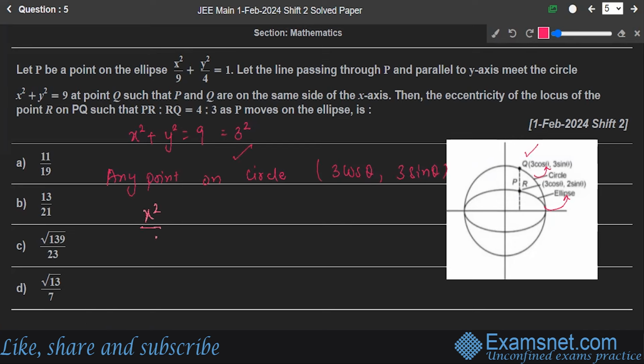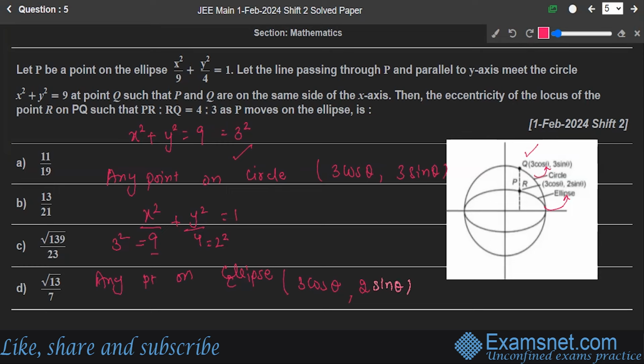x square upon 9 plus y square upon 4 is equal to 1. Similarly, any point on the ellipse will be given by 3 cos theta, because this 9 is equal to 3 square and this 4 is equal to 2 square. So this will be 3 cos theta, 2 sine theta.